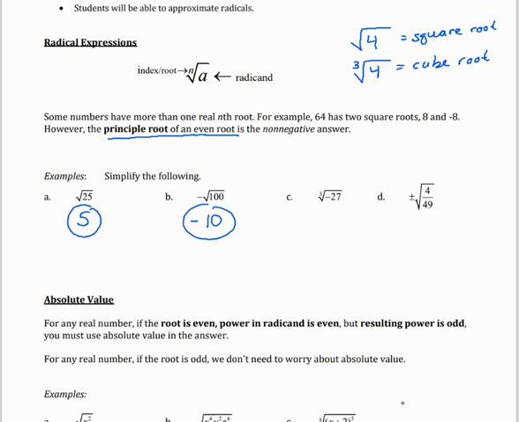You try C and D. Now, C is asking for cube root, so recall your perfect cubes. And then D is a fraction. You're just going to take the square root of both the numerator and the denominator.